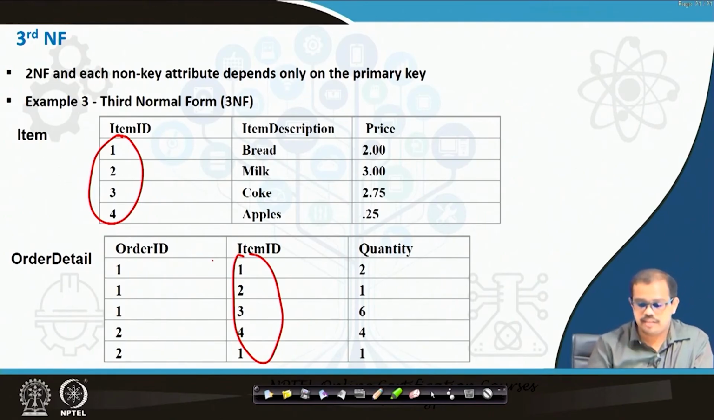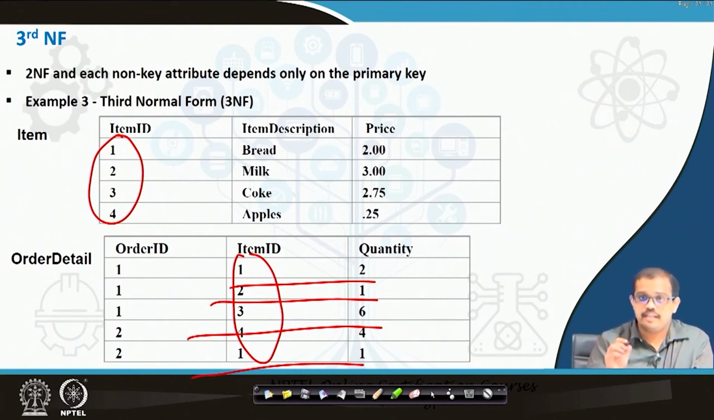Okay. First thing is it has to be atomic. Now, if you see, it is atomic, no value is repeated. The second thing is it has to be dependent on the primary key. Now, everything is dependent only on the primary key. For example, quantity is dependent on item ID. Okay. So, when you look at the item ID here, it says this is item description, its price is 3. Again, this is dependent on the item ID. Okay. So, it is in the second normal form.